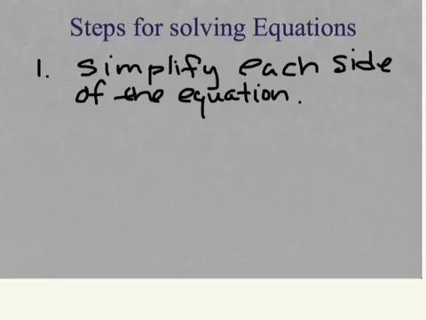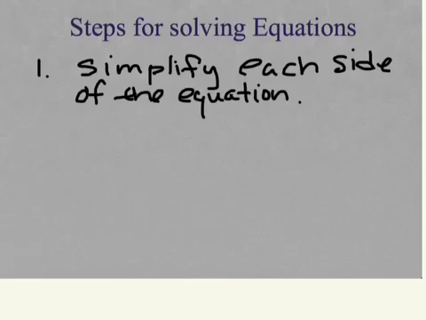So the first step is to simplify each side of the equation. And this is really important. A lot of you have been playing around with the concept of simplify, but simplify means to join like terms, to add, subtract, multiply, divide, do whatever you can do in terms of those operations. And you want to do that on either side of the equation so each side is as simple as possible.